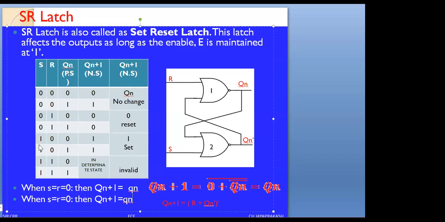Similarly, when S is 1 and R is 0, it becomes set 1, so we are saying the next state Q of n plus 1 equals 1. Whatever may be the previous value, that will be overwritten as 1. From 0 it creates 1, and from 1 also it creates 1. And for the invalid condition, when both S and R are 1, this is an indeterminate state, which is called the invalid state of the flip flop.